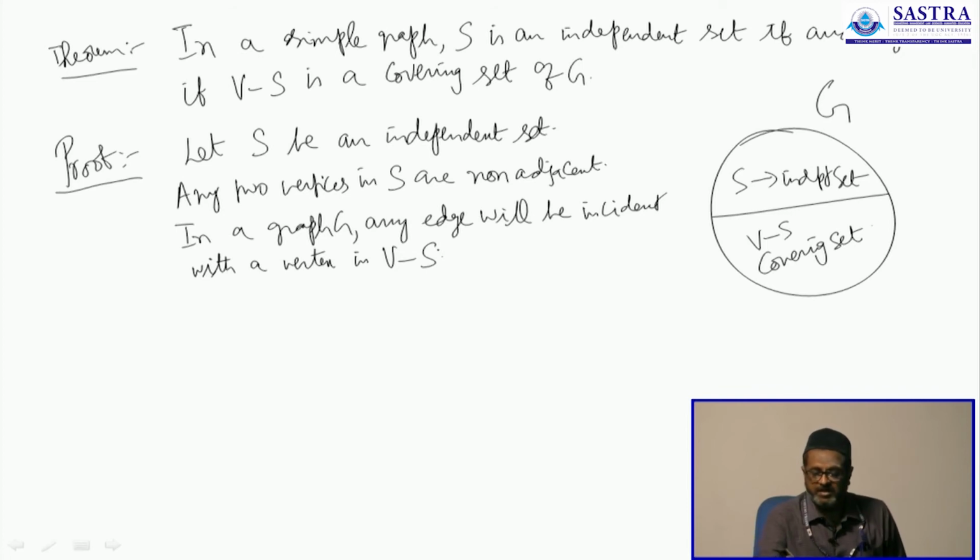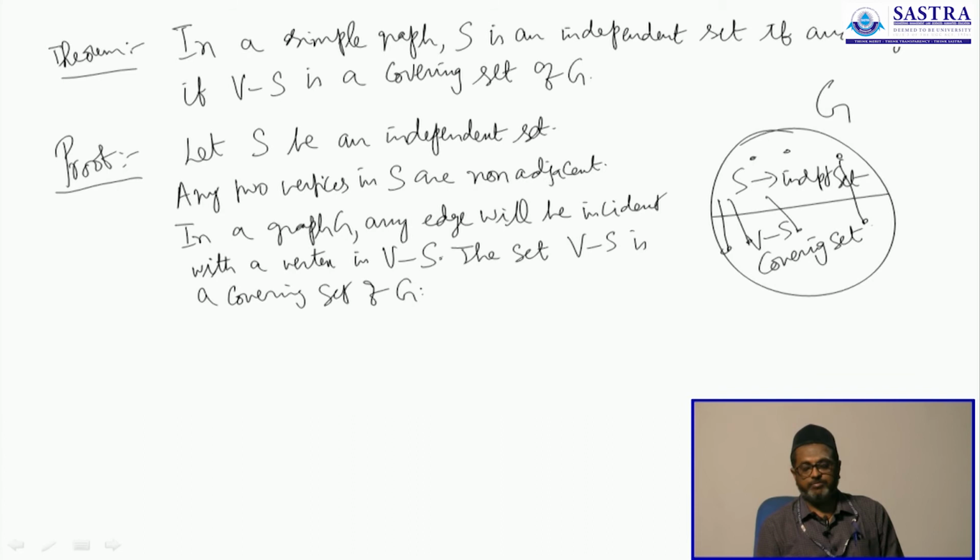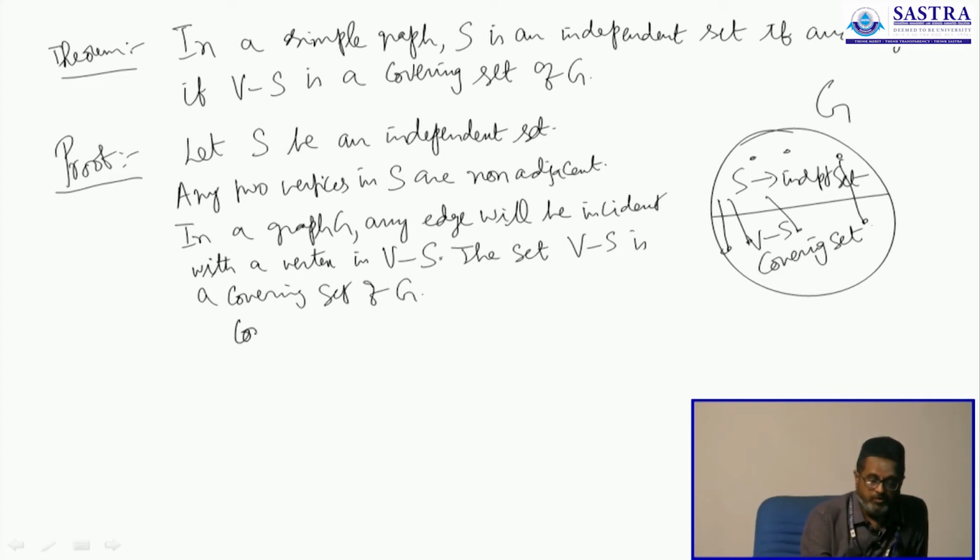Obviously, you can see that if I have an edge here, it has to be incident with it. If I take any two vertices, they cannot be adjacent. If they are adjacent, then it violates the condition of the independent set. So, any edge will be incident with a vertex in V minus S. If I take any edge incident to a vertex in V minus S, then automatically this gives you the definition of covering set. The set V minus S is a covering set of G. So, if you take an independent set, then its complement is a covering set.